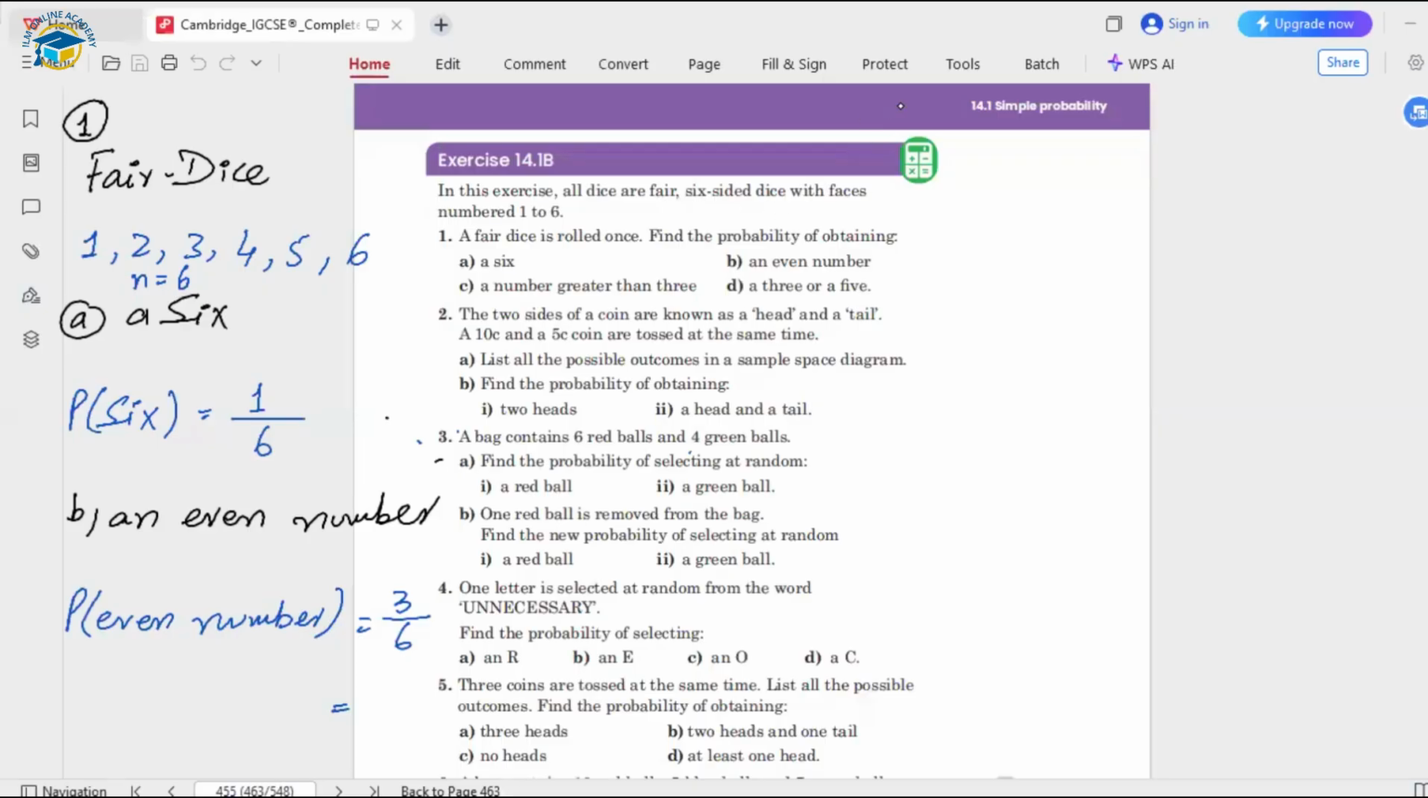So simplification for 3 over 6 will look like 3 times 1 and 3 times 2 over 6. So probability of getting an even number is basically 1 over 2.